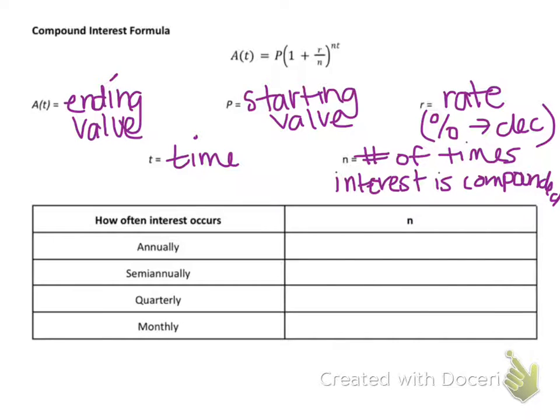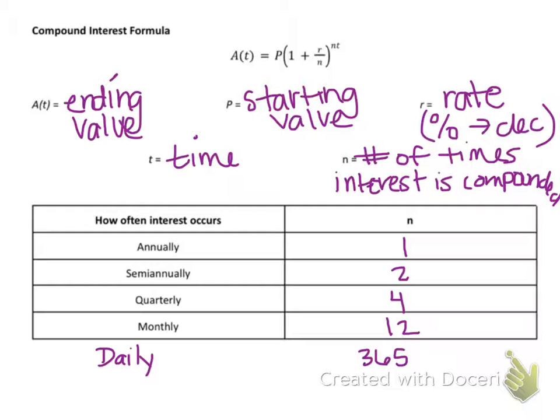So below that, you're going to see a table, and it says how often does interest occur. So some vocabulary you'll see, sometimes it'll say compounded annually or quarterly. If it's compounded annually, that's one time. Semi-annually is twice. Quarterly would be 4. Monthly would be 12. And I'm just going to add one more down here. If it's compounded daily, that would be 365.